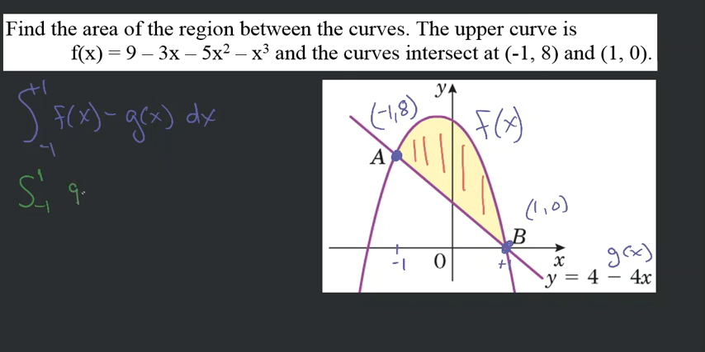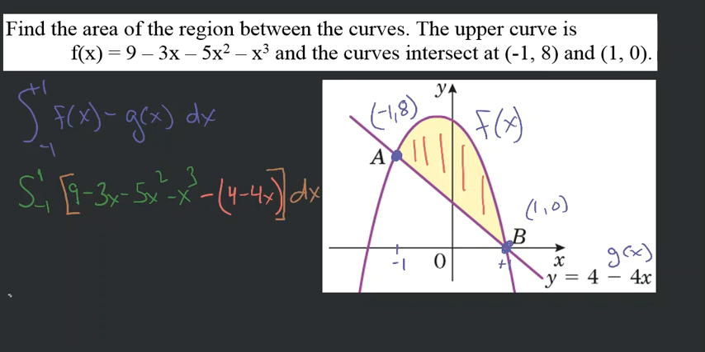So I'm going to write f of x here, 9 minus 3x minus 5x squared minus x to the third. Let's change colors, and let's be very careful here that we put this in brackets, because that minus is going to apply to everybody here. So g of x is going to be 4 minus 4x. And to make everybody happy, this is all being integrated with respect to dx.